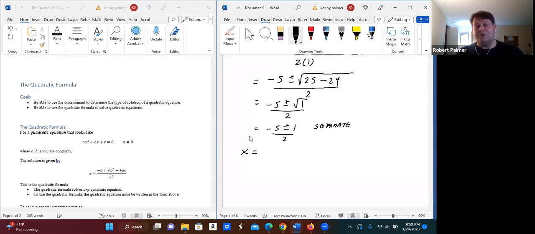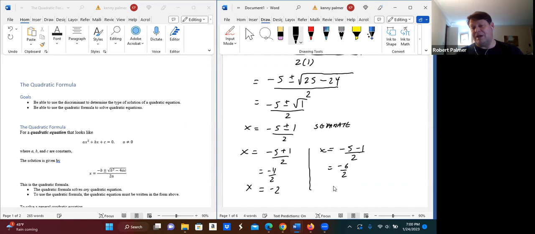It doesn't matter which one we do first. So one x is going to be negative 5 plus 1, over 2. And the other will be negative 5 minus 1, over 2. Then just simplify each one of these. Negative 4 over 2, so this x is negative 2 over here. And we have negative 6 over 2, and so this x is negative 3. And those are our two solutions.